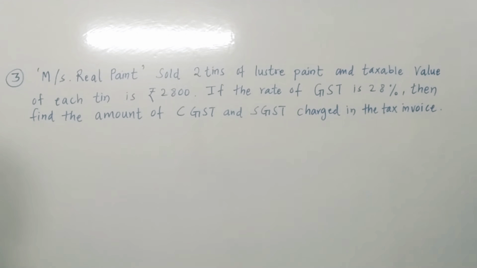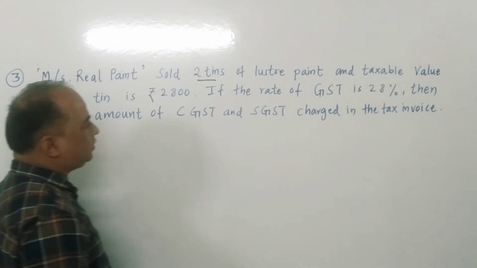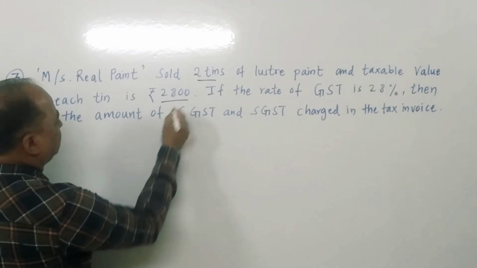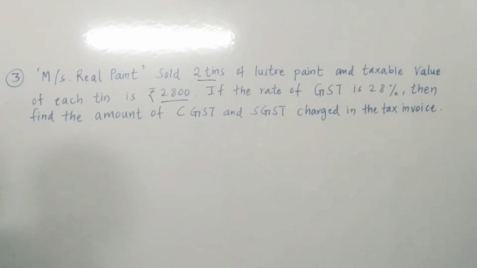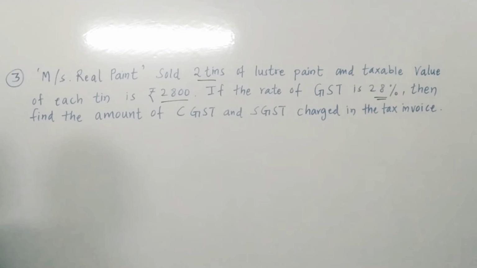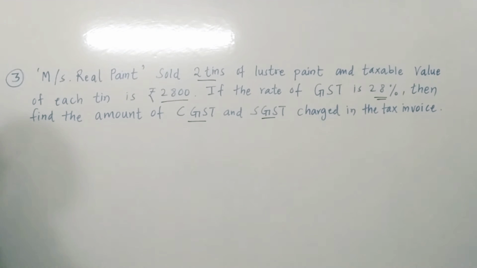Mr. Real Pen sold 2 tins of a luster pen and the taxable value of each tin is rupees 2,800. If the rate of GST is 28%, then find the amount of CGST and SGST charged in the tax invoice.